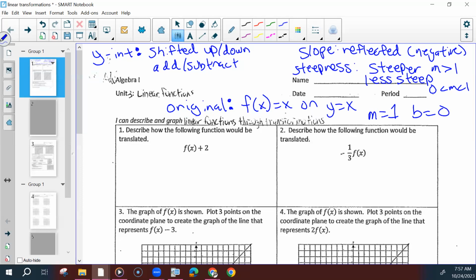Everything else we're comparing, how did it change from the original to whatever it is now? Using these words and graphing. So not only do we have to be able to describe the transformations, what changed, what happened, but we also have to be able to graph them. So we're going to work through different examples of what that looks like.